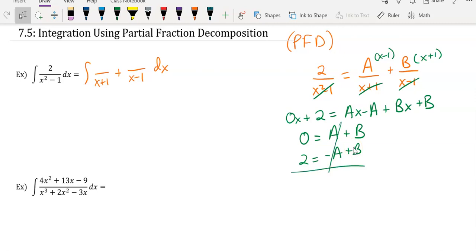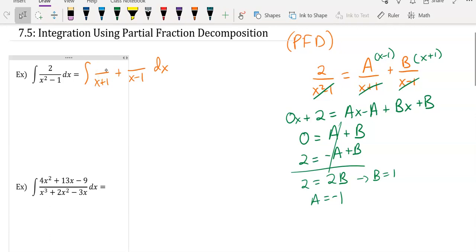Add the equations together, the a terms already cancel out, so 2 is equal to 2b. Plug that back into either of the original equations and we get a is equal to negative 1. Oh, sorry. So I get b equals 1. Therefore a equals negative 1. So now putting negative 1 and 1 back into these numerators, which are the same as these numerators, I end up with a negative 1 here and a positive 1 here.